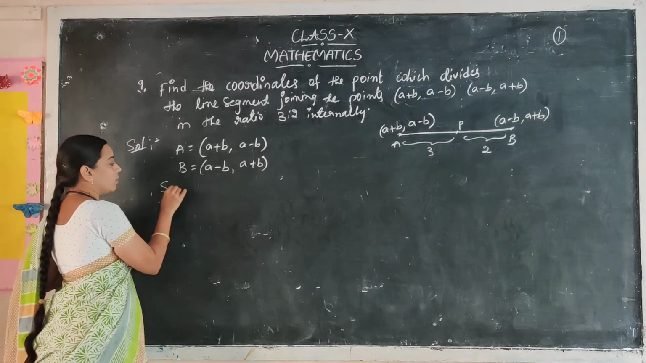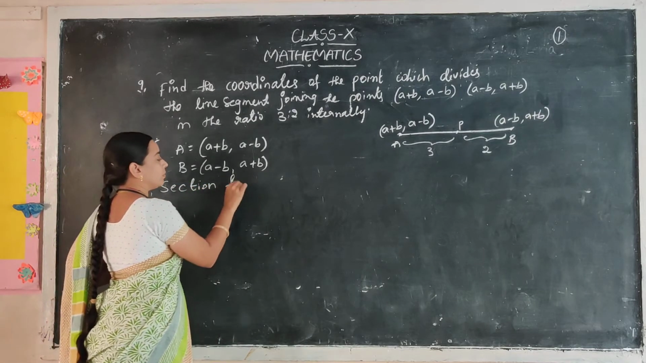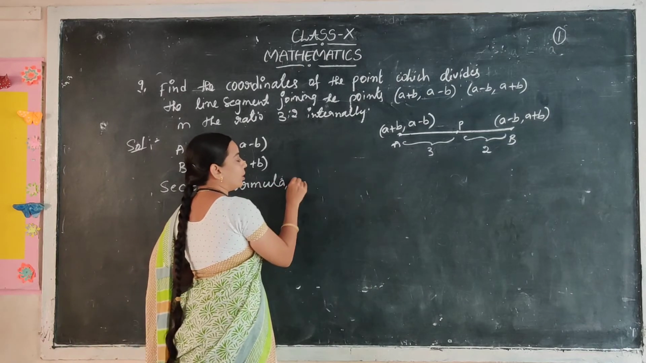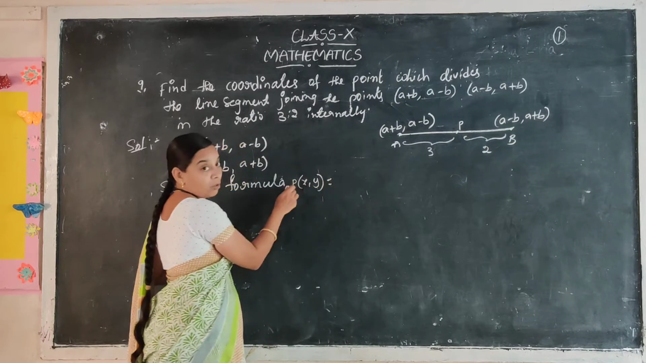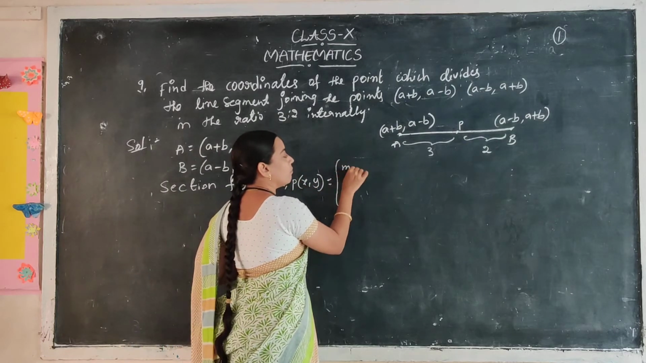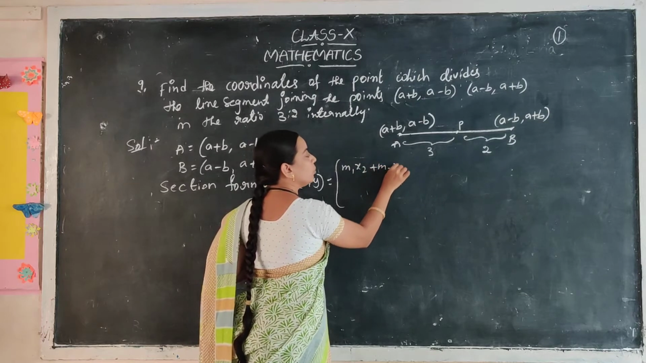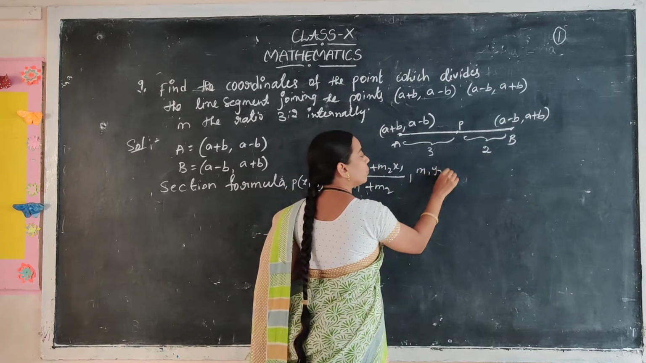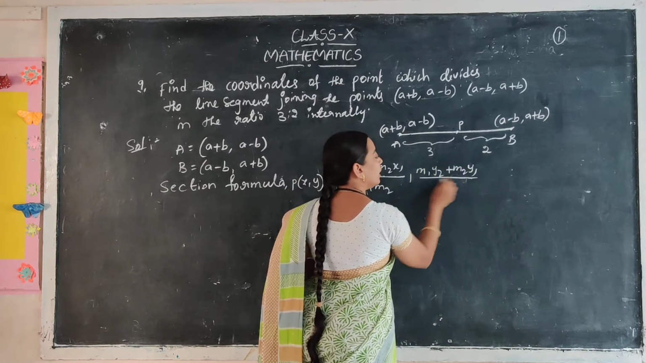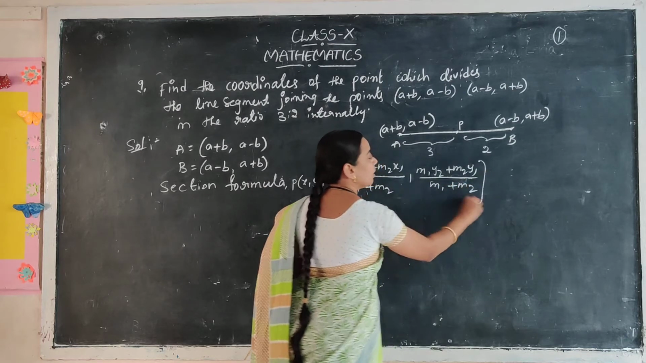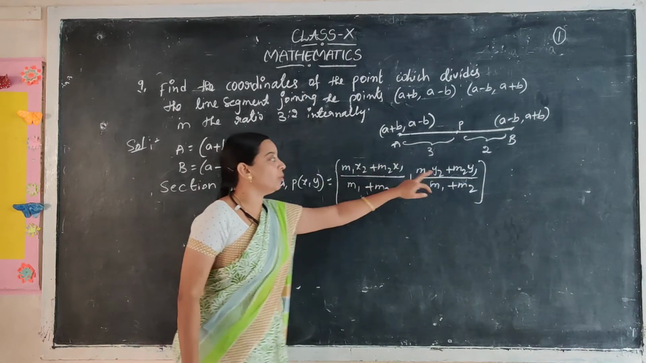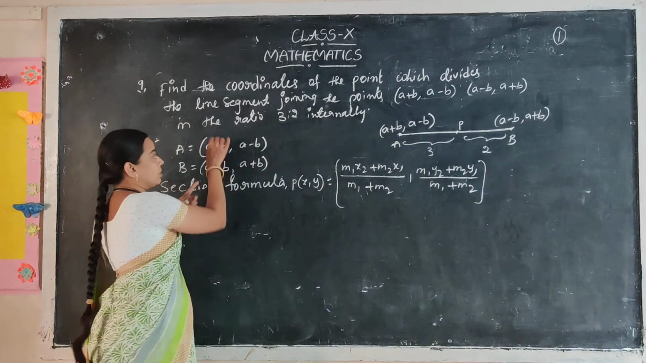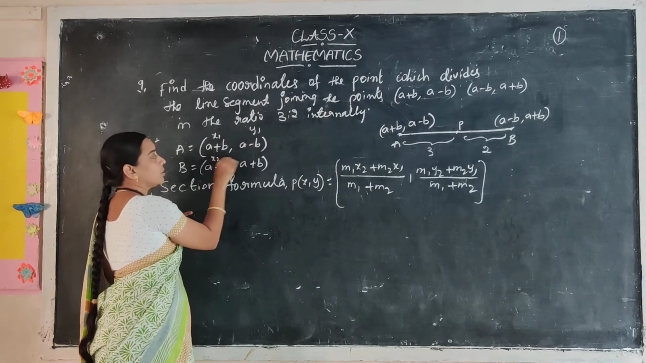Next, the section formula. What is that section formula? Here the point is denoted by P, so write P of x comma y. So what is the formula? (m1 x2 plus m2 x1) by (m1 plus m2), and (m1 y2 plus m2 y1) by (m1 plus m2). Now this is the formula. In this formula x1, x2, y1, y2, four coordinates are there, and those values are already given. So this is x1 and y1, this is x2 and y2.